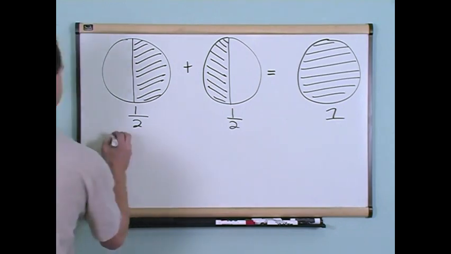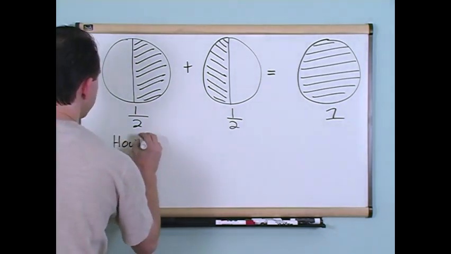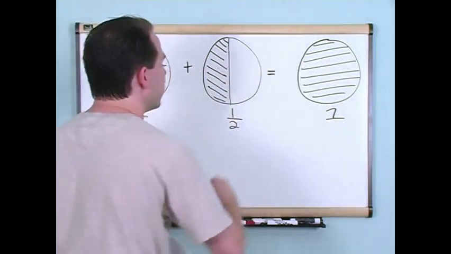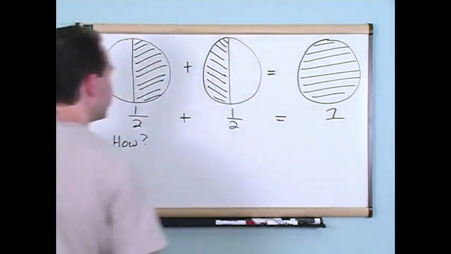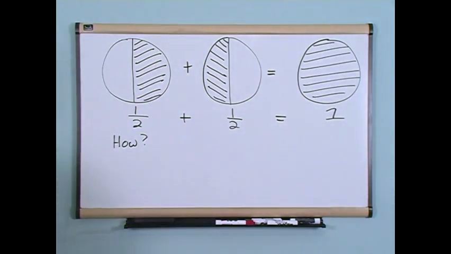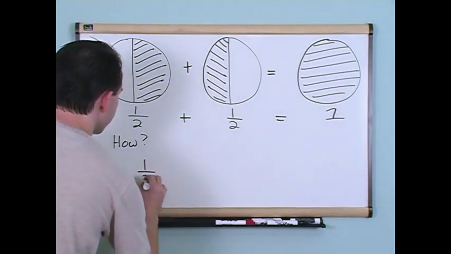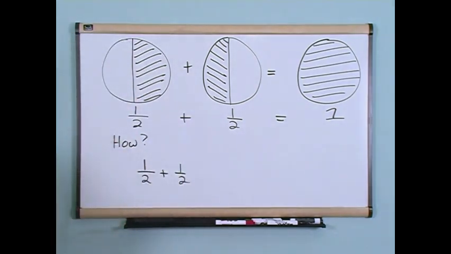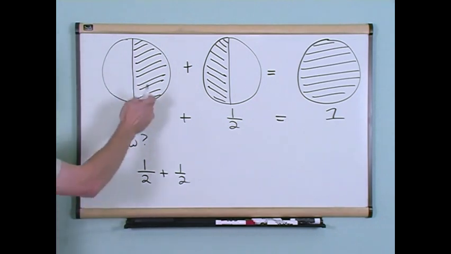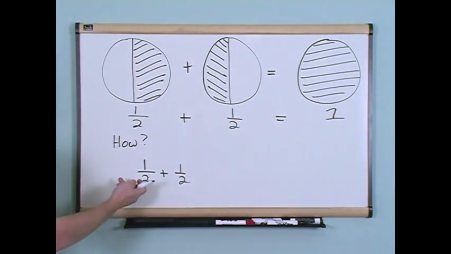Now, how can this be? I mean, it makes sense just by looking at the pictures, but how does this added with this equal 1? And that's what I'm going to teach you here, okay? Let's go ahead and write it down. 1/2 plus 1/2, okay? Now, briefly, I want to tell you, the number on the top, you already know what it means. It's the number of pieces you have. And the number on the bottom, you also know what it means. It's the total number of pieces in the pie, okay?